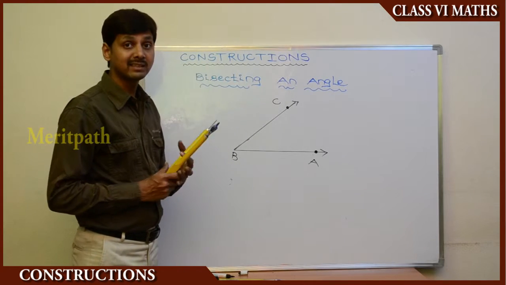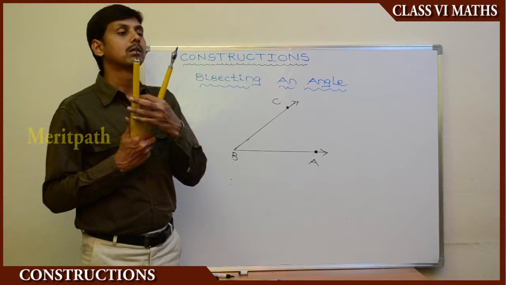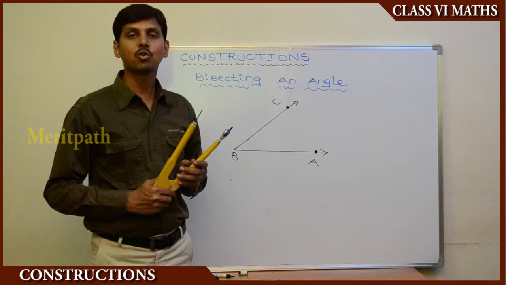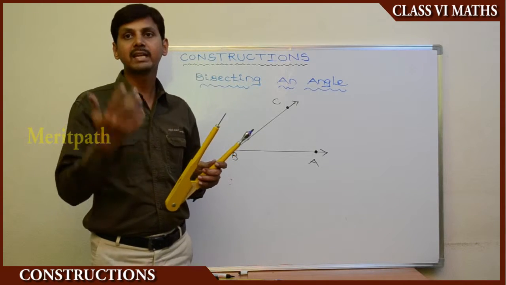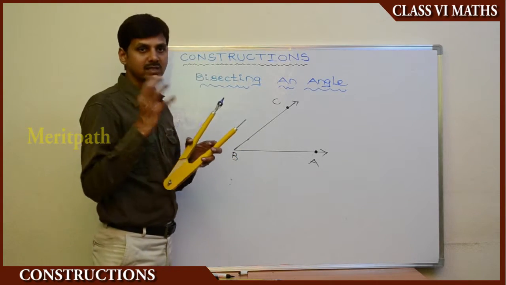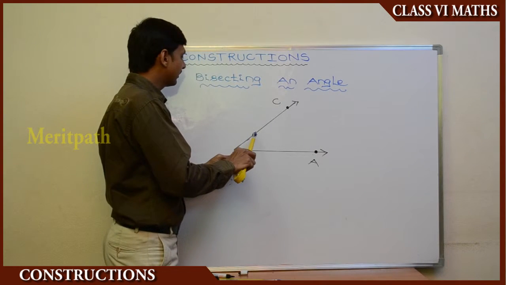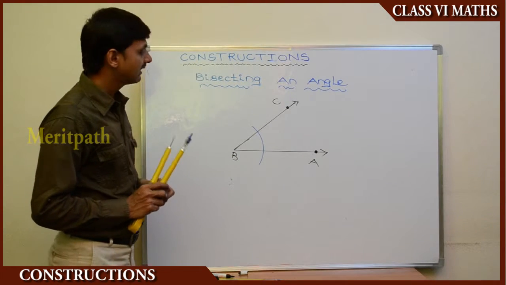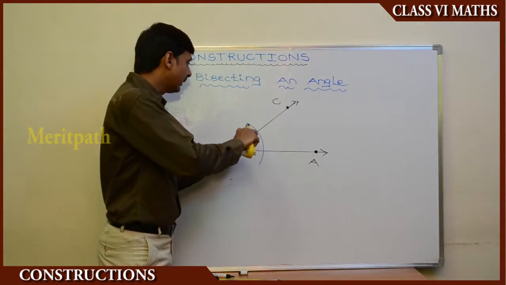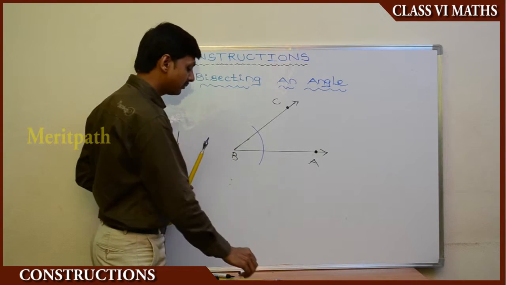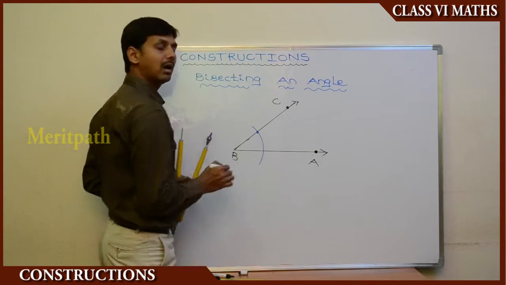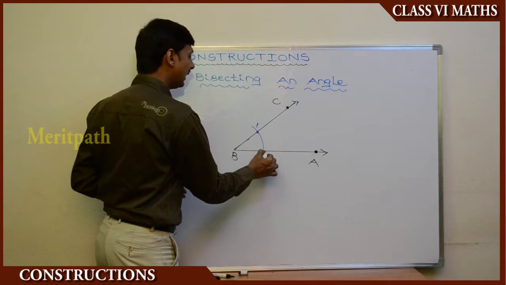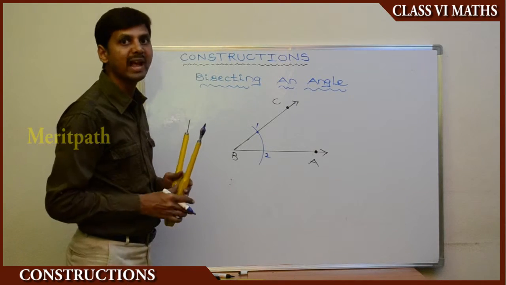To bisect this angle, let's consider some radius on the compass. We'll take a convenient radius on the compass. It's not that we need to take a constant radius. We can take any one. We took some radius and cut this angle ABC in this manner. Let's look at it again. Using the vertex B, we cut this angle ABC. The arc will intersect BC at 1 and AB at 2. So the 2 points are 1 and 2 we have taken.